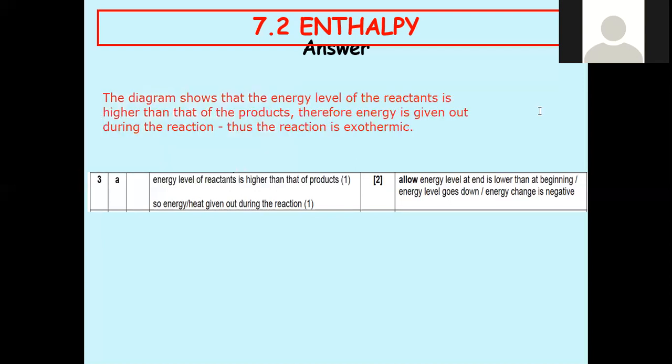Again, these are the extra parts that you could say, because you might have looked at that and gone, well, I would have said X, Y, Z. I would have said this instead. You can say allow energy level at end is lower than at the beginning. Energy level goes down, energy change is negative. So anything along those lines you would also be allowed to say.